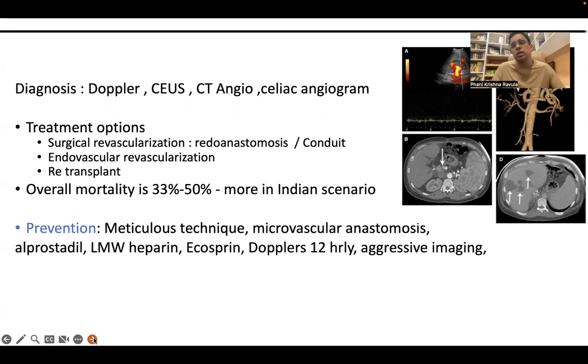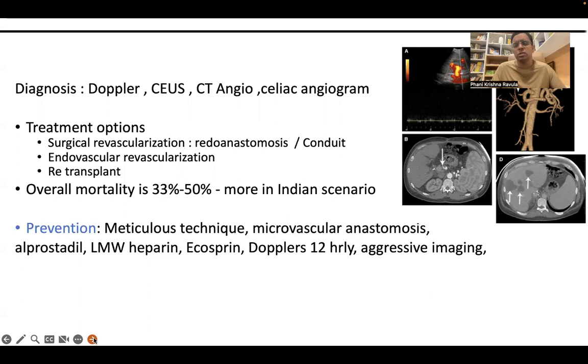After the first week, 10 days, there is an option of endovascular revascularization. So you can go in with a catheter and do catheter thrombolysis, followed by angioplasty and a stent placement. Literature has shown that in 50 to 60% of the cases this is successful. But if obviously you are unable to revascularize for some reason, or the patient has already gone on to develop severe hepatic necrosis and is unsalvageable, you might have to do a retransplant.